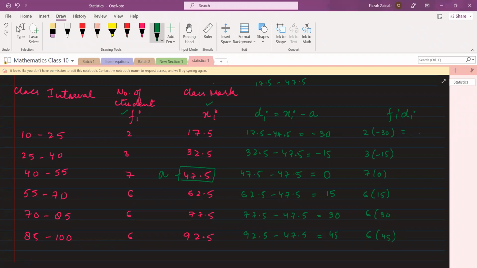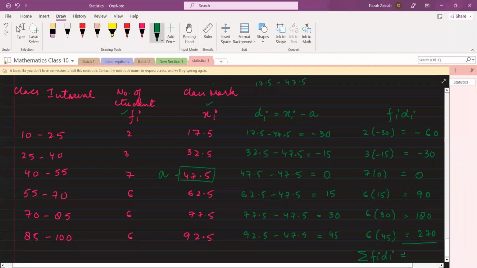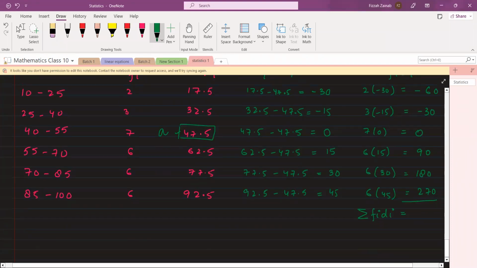So this will become minus 60, then this is minus 30, and this is 0. 6 into 15 is 90, and 6 into 30 is 180. Now please multiply 45 into 6. 270. Okay. Now you will find this summation, summation fi di. So you are going to add all this. Now please add and tell.